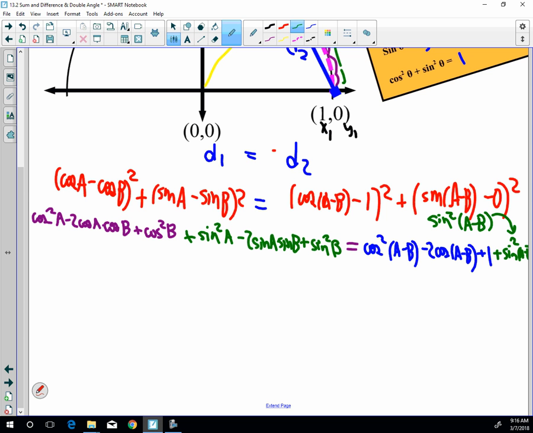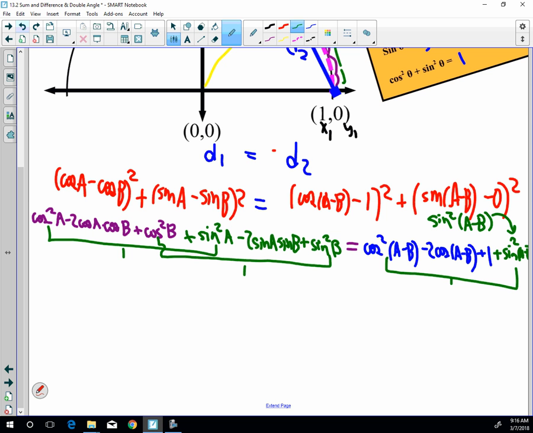We can do this one and this one together. Back up. This one and this one together, what do those add up to? What do these two add up to? 1, okay. What do these two add up to? Cosine squared A minus B, sine squared A minus B, same arc length. Cosine squared plus sine squared equals 1.